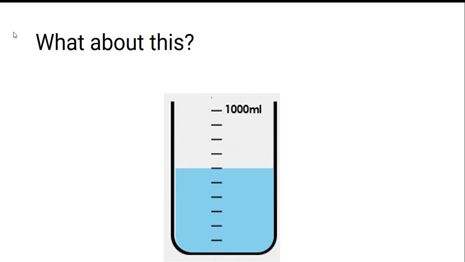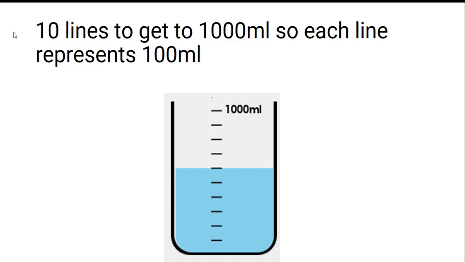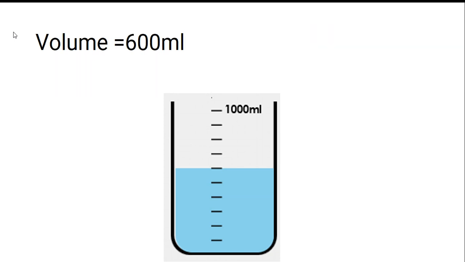Let's try a different one. Well, you can see that I've got 1,000 millilitres on the top line. So I'm going to have to work out the little lines. There are 10 little lines. So I have to work out that each of those little lines will represent 100 millilitres because 10 100 millilitres make 1,000 millilitres. And if I count up 1, 2, 3, 4, 5, 6 lines, it's going to then be 600 millilitres.